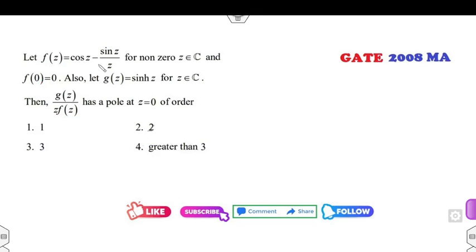Again, f of z is given to be this one. g is my sine hyperbolic. Then it has a pole at z equal to 0. It is already given as a pole. We need only the order. So this is my pole denominator. I can substitute the value of f. This will be my cos minus sin z.